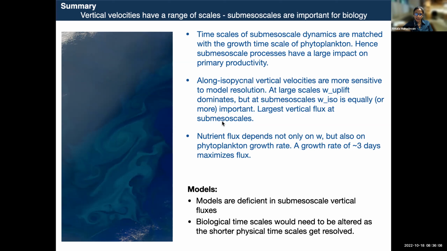So the other part, which I didn't talk too much about, is that the nutrient flux depends not only on the vertical velocity, but also on the phytoplankton growth rate, because you have to think about how these things are coupled. So if you don't remove the nutrient as it's fluxed up into the euphotic layer, then you would get rid of those gradients. So the faster you remove it, then you have a stronger gradient. But if you remove it too fast, then in fact, you don't have a nutrient anomaly. So there's an optimal time scale for the consumption of the nutrient that maximizes the flux. And that time scale is in fact when these two time scales are matched.